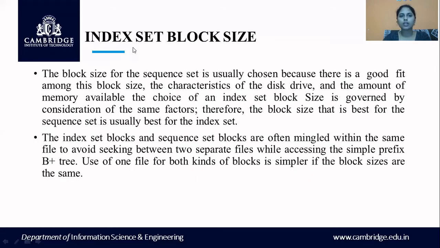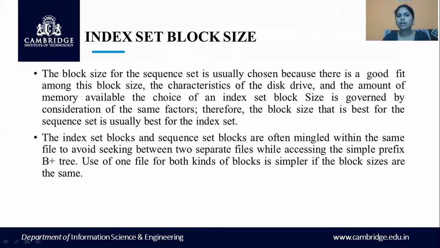What is the choice on the index set block size? What must be the size of the index set? In the explanation, they are not telling you what exactly should be the size. They're only telling you the considerations that you must take into account when you are fixing the index set block size. The block size for the sequence set is usually chosen so that there is a good fit among this block size, the characteristics of the disk drive, the amount of memory available, the choice of an index set block size, and so on. So you have to see all these factors before you are setting the index set block size.